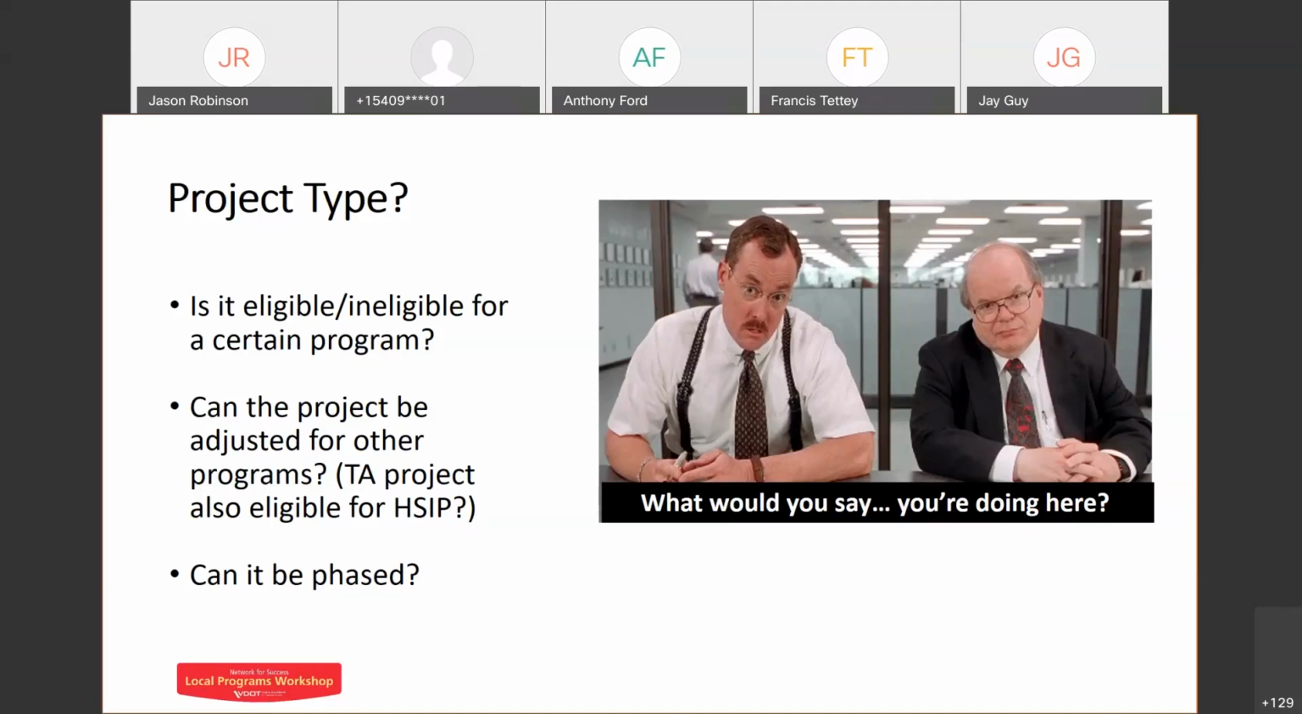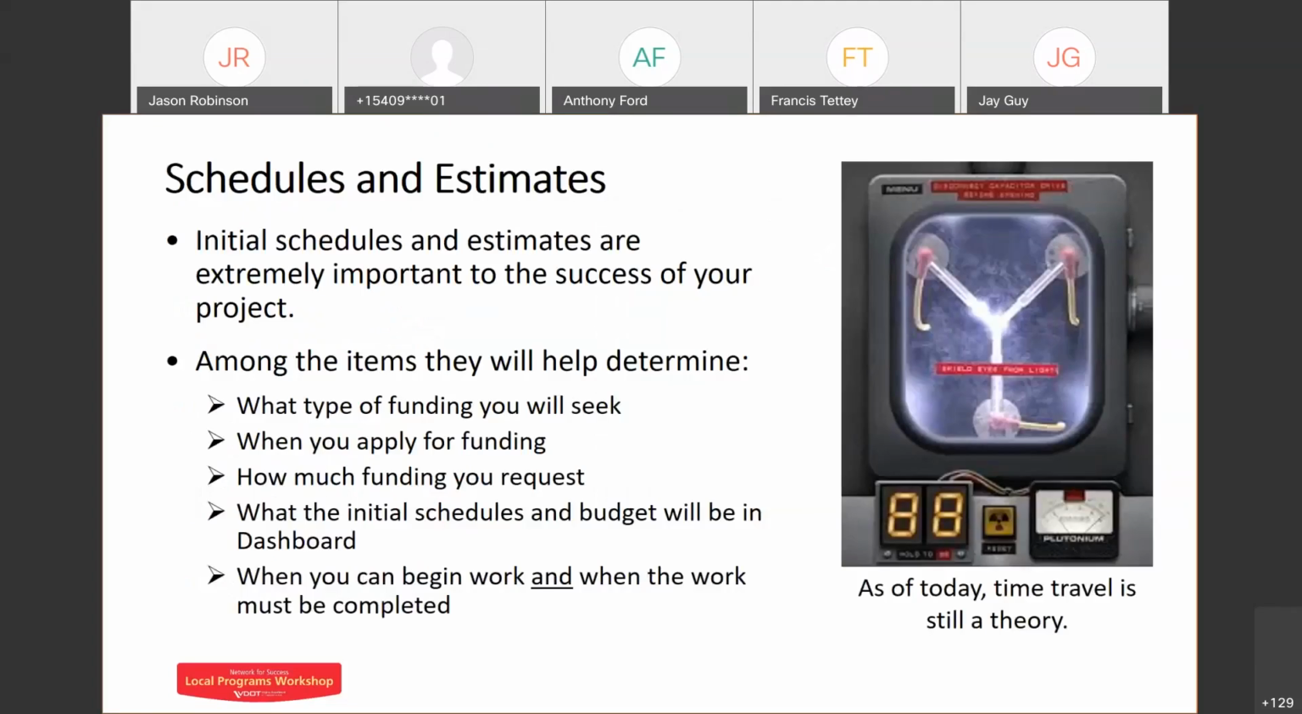Let's go to the next slide. We'll talk briefly about schedules and estimates. Now, the initial schedule and estimate is critical to the success you will have in delivering your project as intended. They affect the type of funding you'll pursue, the size of the request, when you will apply, and when you wish to deliver the project.